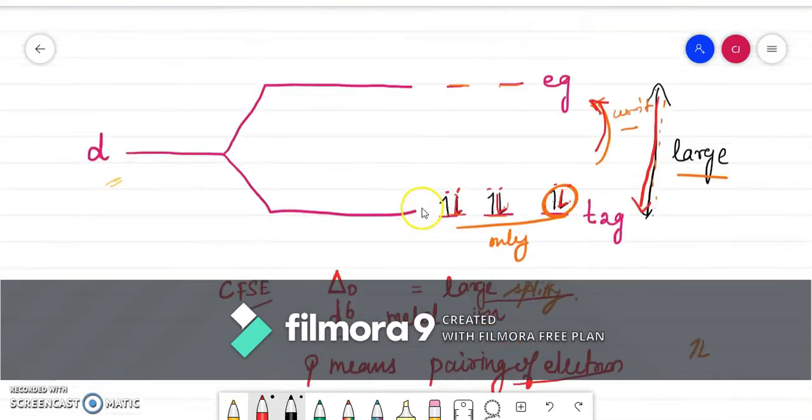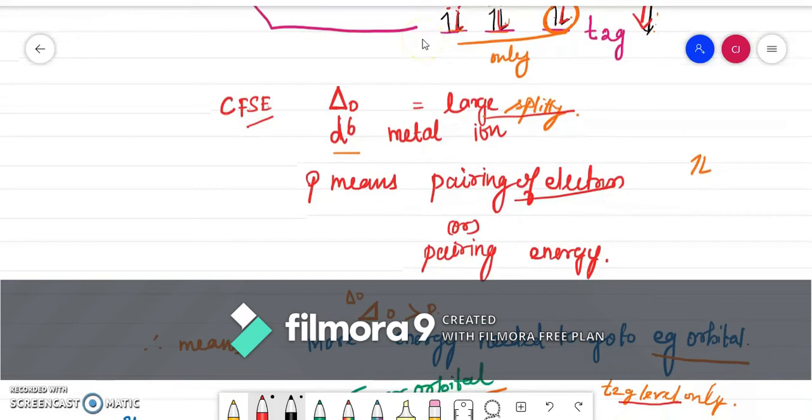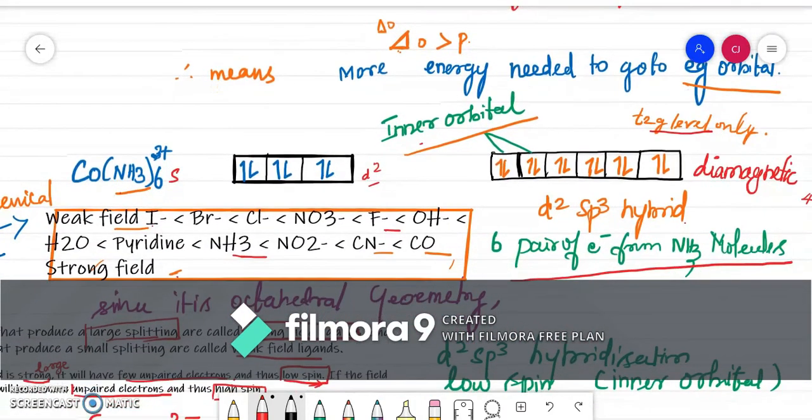Now we have to look into the spin: how we can get low spin, otherwise high spin. For that we have to know about the ligand, whether it is a weak ligand or a strong ligand. For that, the spectrochemical series has been given, to find out the weak ligand and strong ligand. So these are the weak ligands, these are the strong ligands.